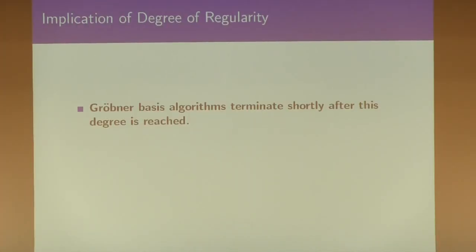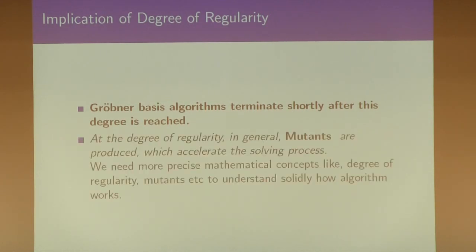What is the claim? The claim is that a Gröbner basis algorithm terminates shortly after this degree. But I don't know why. You do experiments, and it just happens all the time, in general, in particular for random systems. Therefore, knowing the degree of regularity is very important for us. And what is very nice is that we do experiments and this happens all the time.